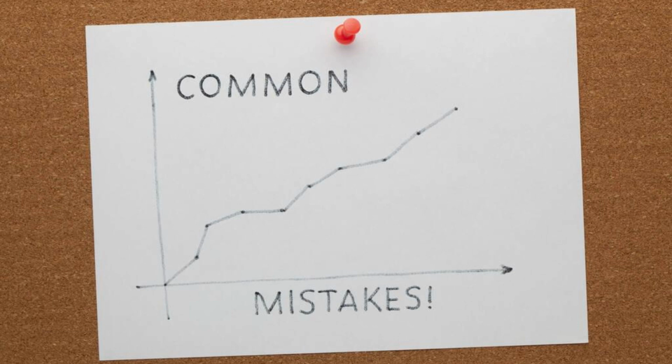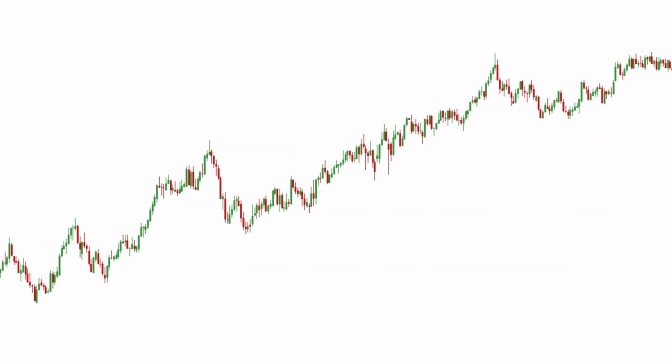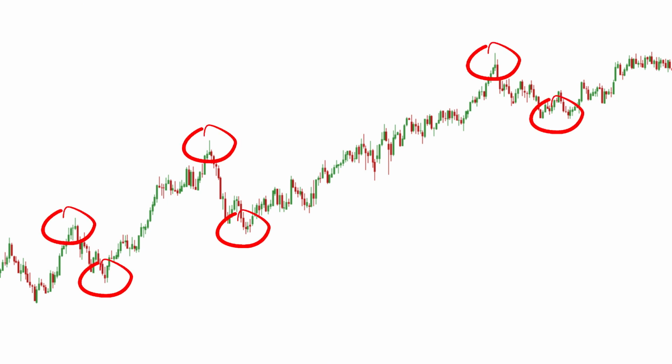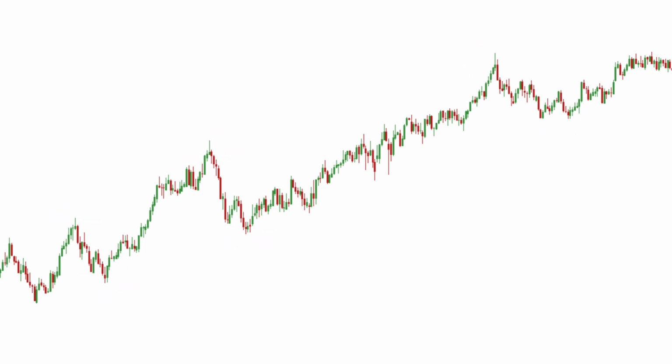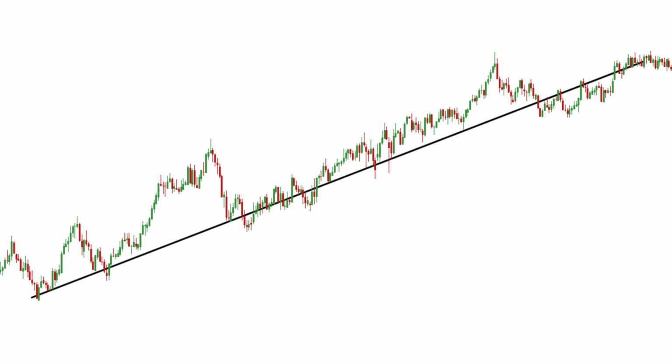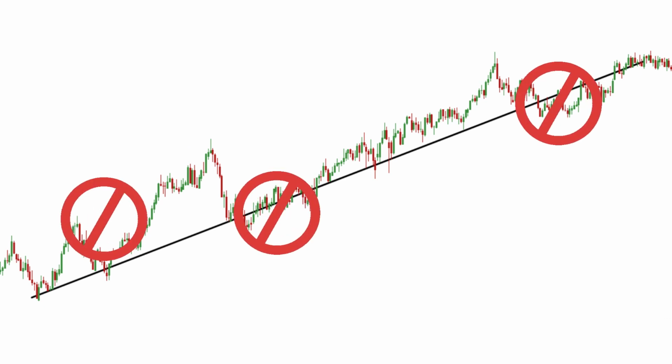Let's consider a common mistake that traders often make when drawing trend lines. Suppose you're looking at a chart of company Z. You notice a series of higher highs and higher lows, indicating an uptrend. Excited, you quickly draw a trend line connecting the lows. However, you've drawn the line cutting through the price action instead of below it.